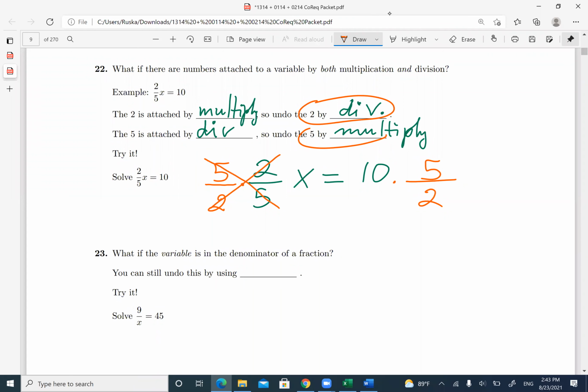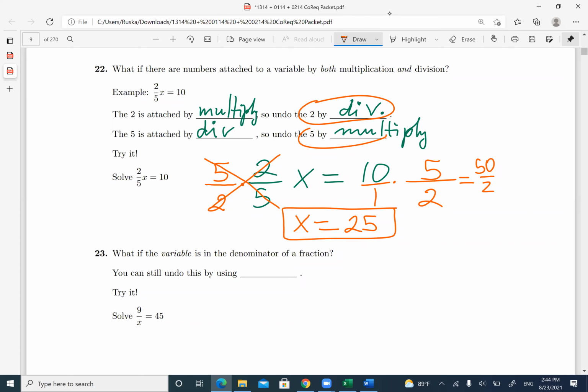So these cancel out. Everybody see that? So 2 and 2, 5 and 5, up and down, cancel out. And what is left? We have x equals. Now how are you going to simplify this? See, 10 is over 1. You can multiply straight across if you want, or you can reduce first and then multiply, it doesn't matter. So it can be 50 over 2, which is 25. Okay, everybody good? Any questions?